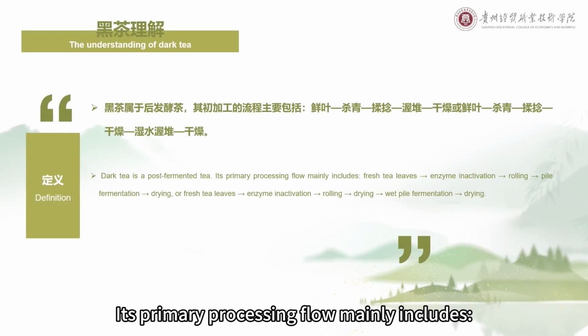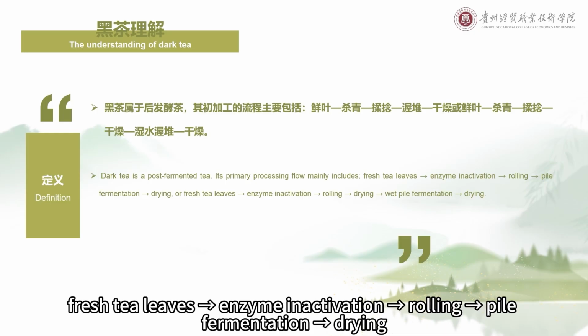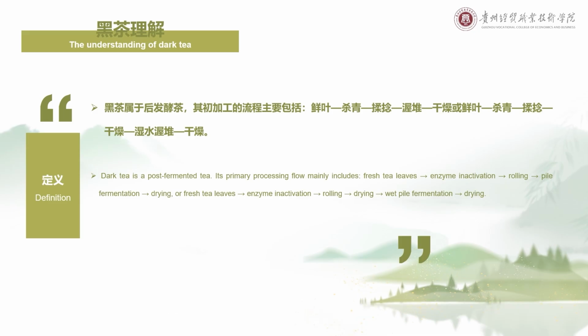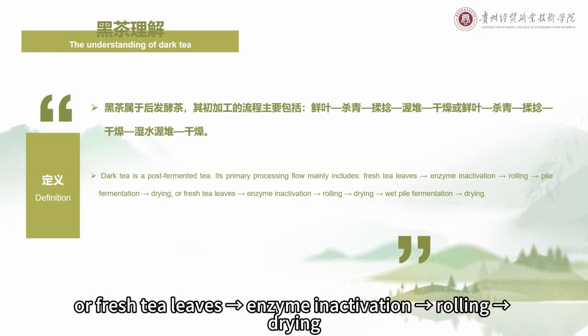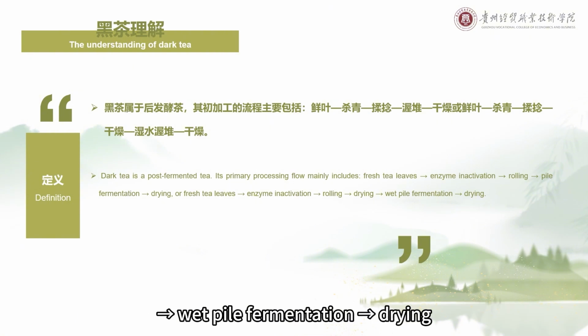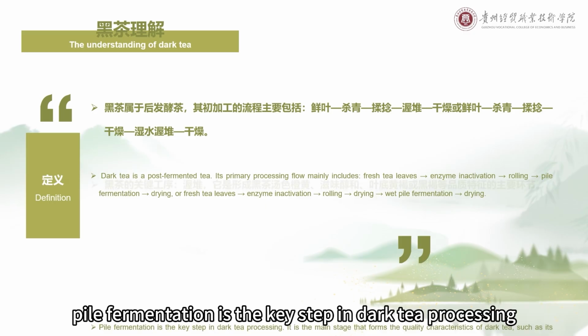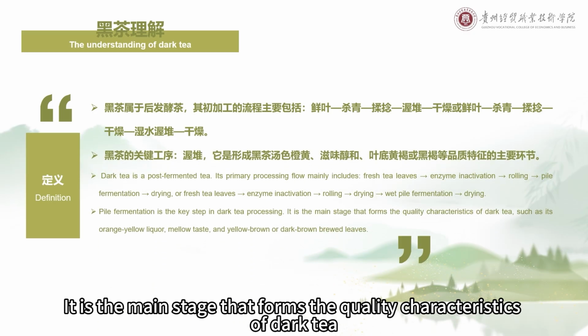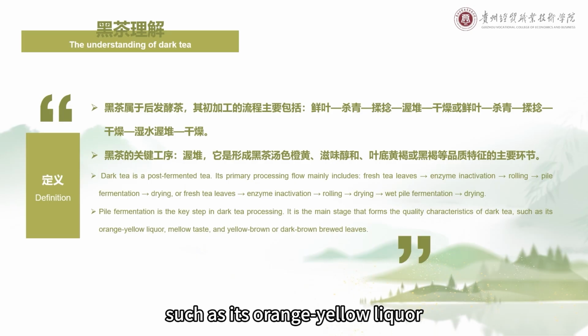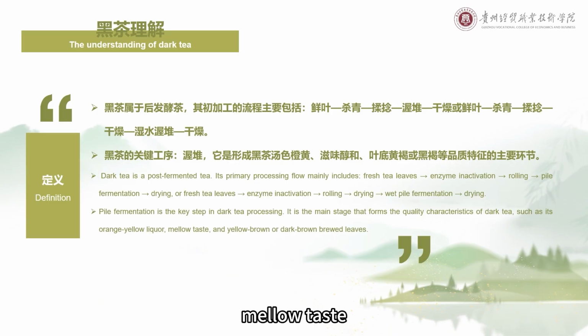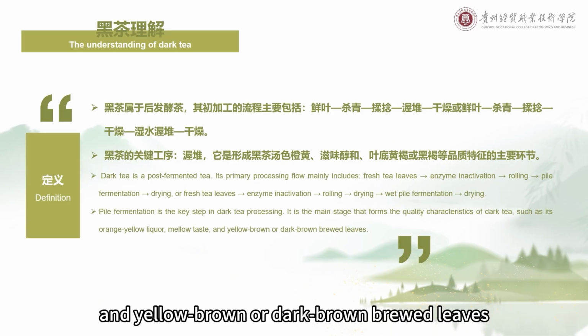Its primary processing flow mainly includes fresh tea leaves, enzyme inactivation, rolling, pile fermentation, drying; or fresh tea leaves, enzyme inactivation, rolling, drying, wet pile fermentation, drying. Among these, pile fermentation is the key step in dark tea processing. It is the main stage that forms the quality characteristics of dark tea, such as its orange-yellow liquor, mellow taste, and yellow-brown or dark-brown brewed leaves.